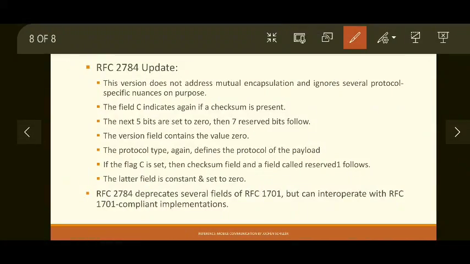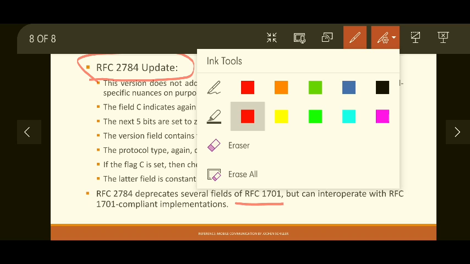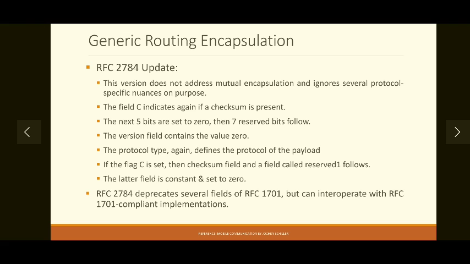RFC 2784 deprecates several fields of RFC 1701, which is the original standard, but it is able to operate with the original standard. So it's not that once RFC 2784 is implemented, you cannot implement the previous one. It is compliant with the previous implementations also. So this is all about generic routing encapsulation, which is the final type of encapsulation in our syllabus.